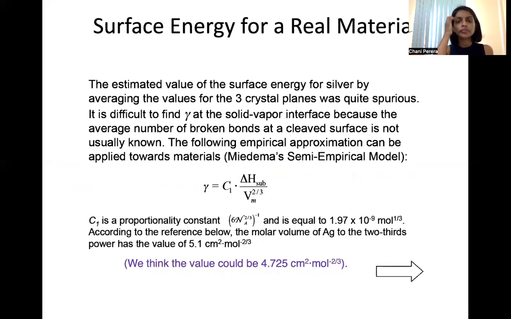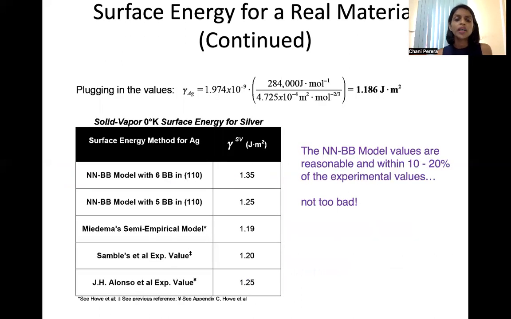Right. I'm going to skip this part. Here is just the surface energy calculated for silver using different methods. With the nearest neighbor broken bond model with 6 broken bonds for the 111 plane, we achieve 1.35. And if we assume for the 111 plane there were 5 bonds broken, then it's 1.25. And the actual experimental value lies around 1.25. So, not too bad.